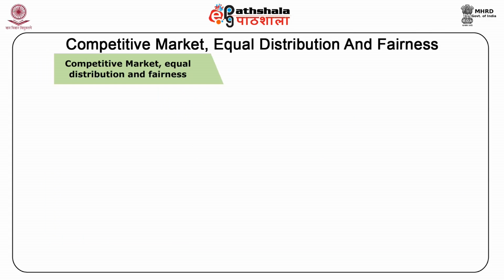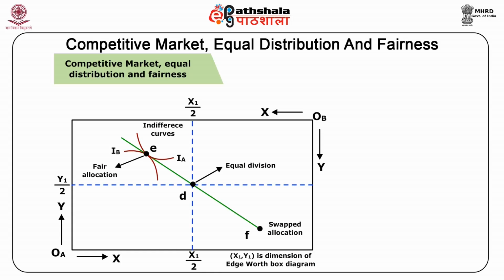Diagrammatically, this can be seen from the Edgeworth box diagram. D is the initial distribution or equal division bundle from which we trade to the competitive equilibrium bundle or allocation E, where A's indifference curve is tangent to B's indifference curve, which means that E is Pareto efficient.